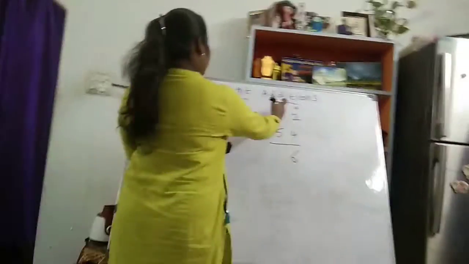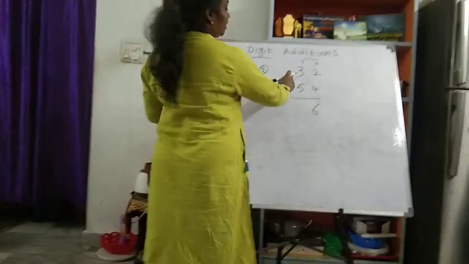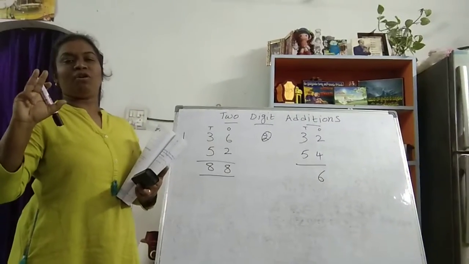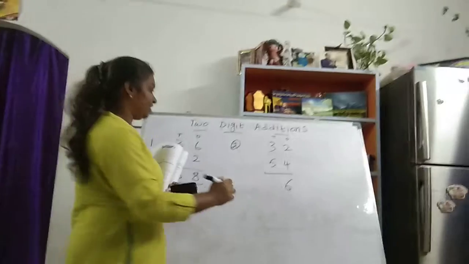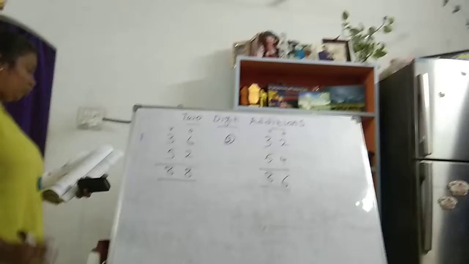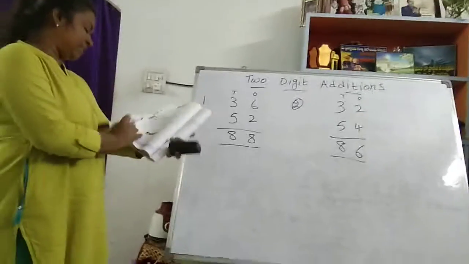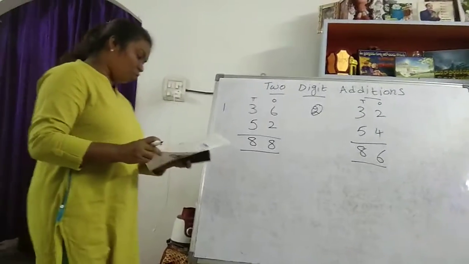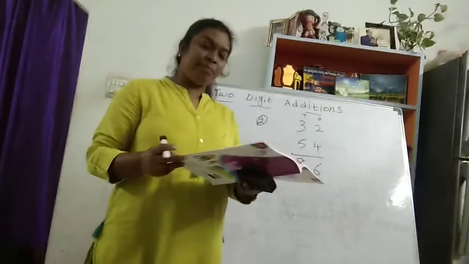Now here in the tens place. 3 in the mind, 5 on the fingers. So after 3, 4, 5, 6, 7 and 8. So it is 86. Okay children. So these are 2-digit additions. So the homework is exercise 3.4 children.